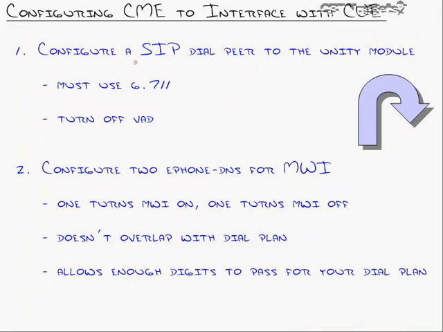That's the first step. I then need to create two ePhone DNs for message waiting on and message waiting off lights. Now this is going to be a little unique because we need to create a special digit or digits that the Unity module can dial into to turn that light, the message waiting indicator, on and off on the different phones when somebody has or does not have voicemail. So you'll create two DNs, one that turns it on and one that turns it off. You need to make sure that those do not overlap with your existing dial plans, and this is where it gets a little weird: allow enough digits to pass for your dial plan.